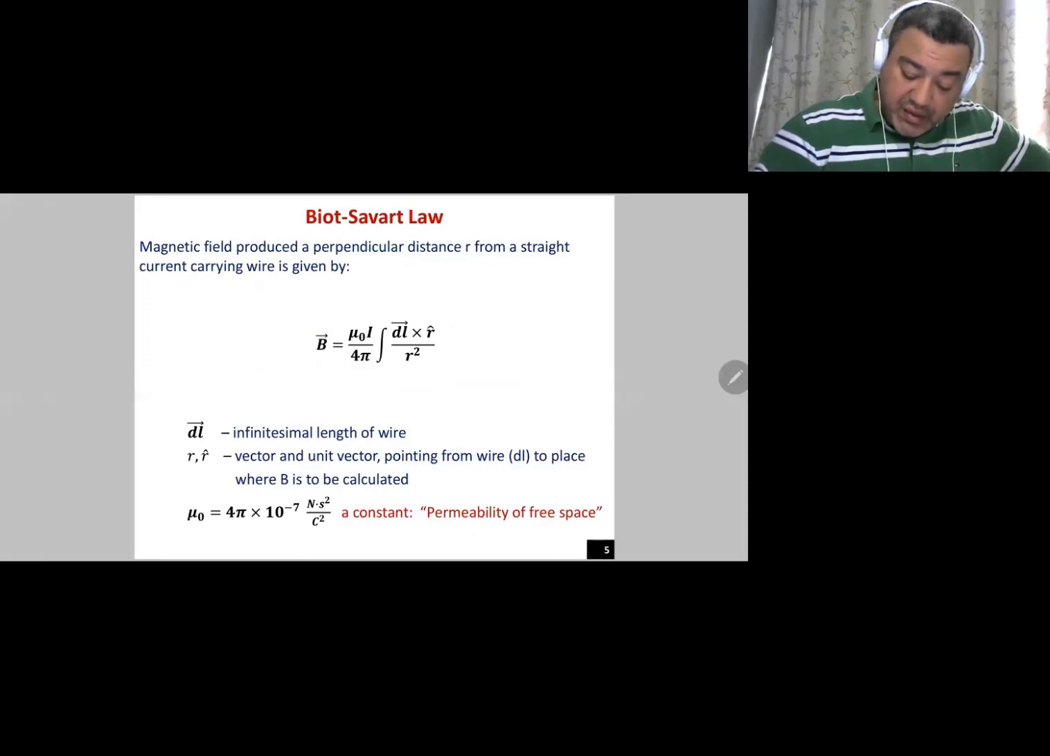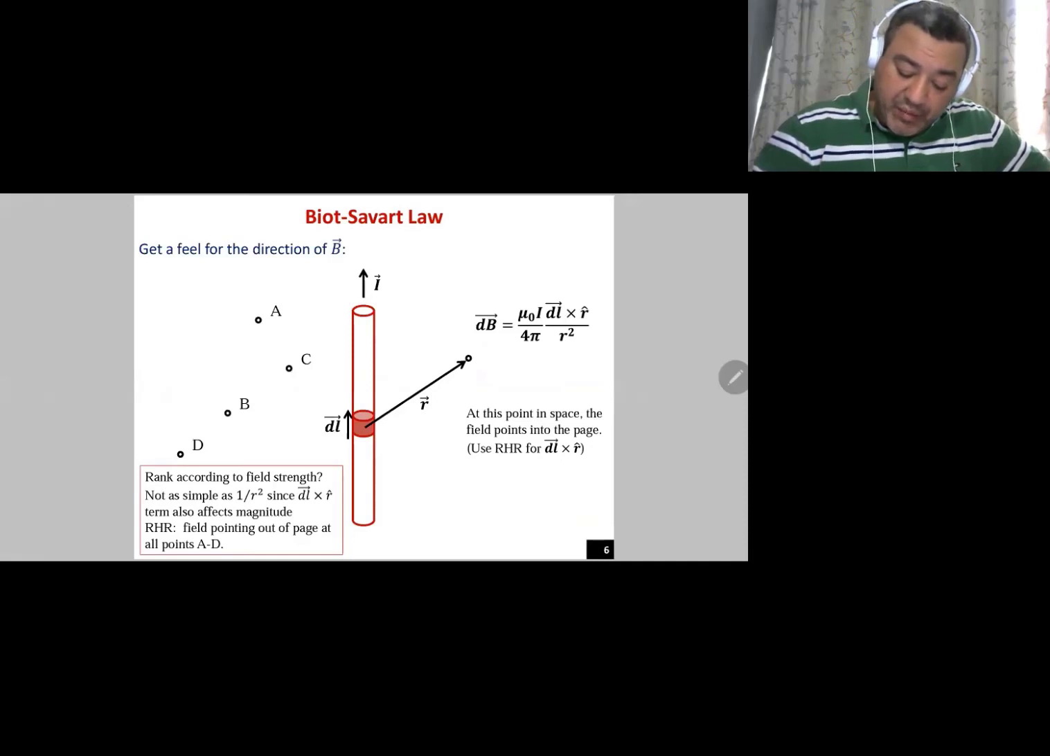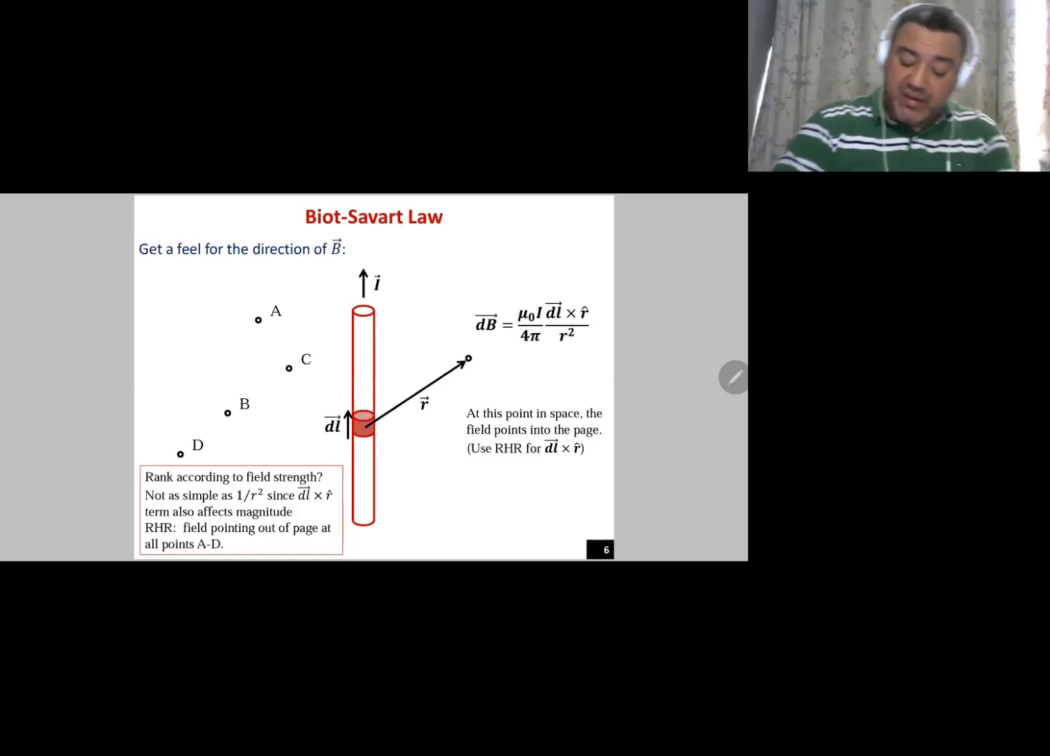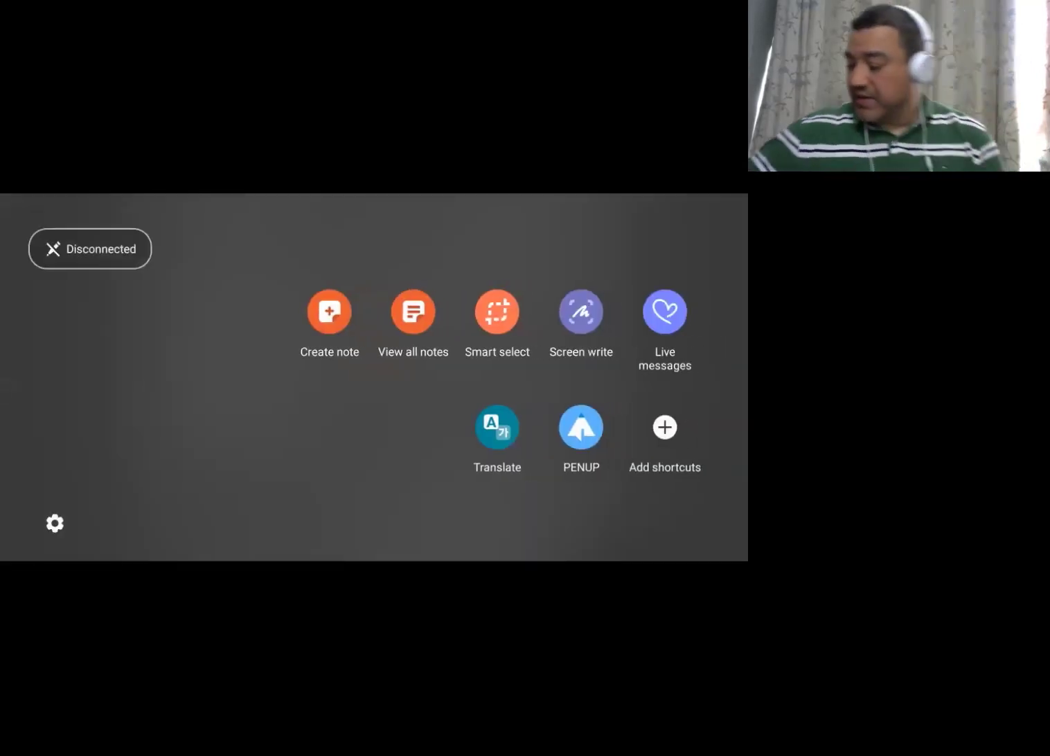So how do we derive the field equation for a line that has a current going through? This is called the Biot-Savart Law. This is the Biot-Savart Law that we have introduced, and now we will see how we can calculate the magnetic field for this line that has a current going through.